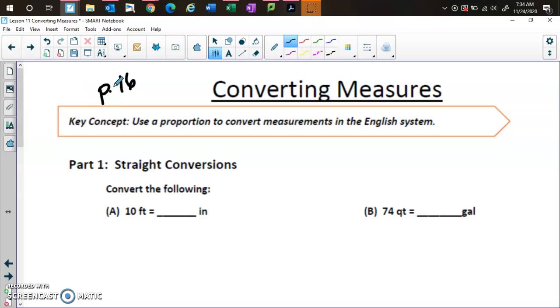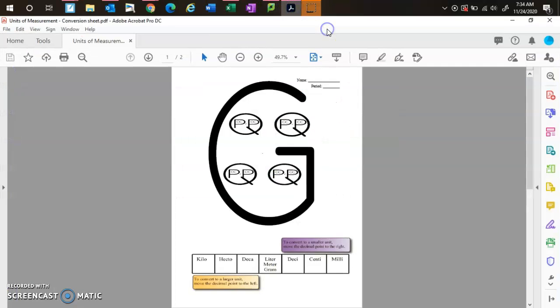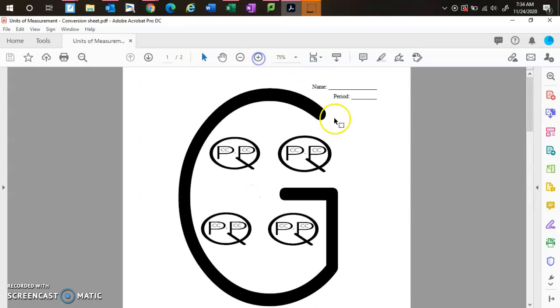So one of the things that we're going to need to do is have a conversion chart, which I'm going to show you right here. This is a really good conversion chart. It's going to be posted in Google Classroom. It'll be posted on the stream, and it'll also be posted with the classwork for today.